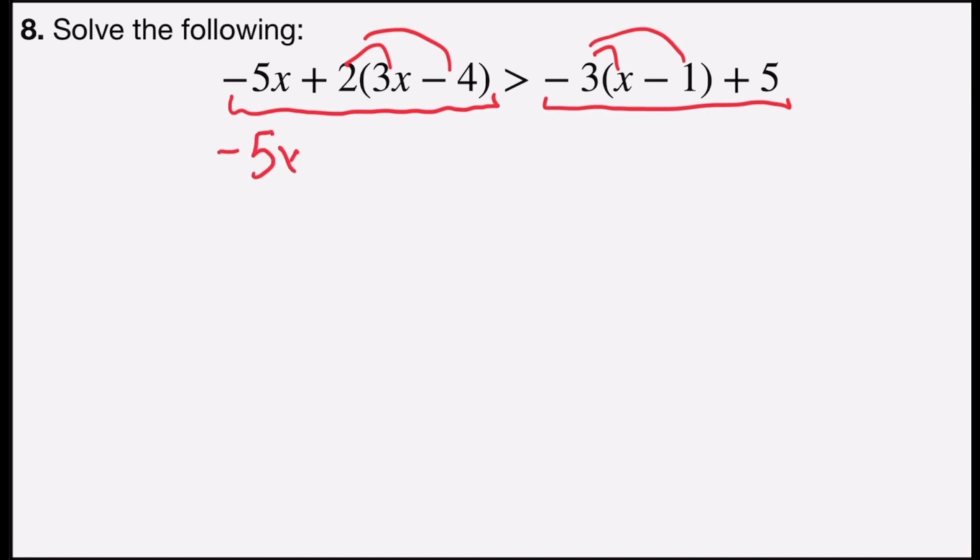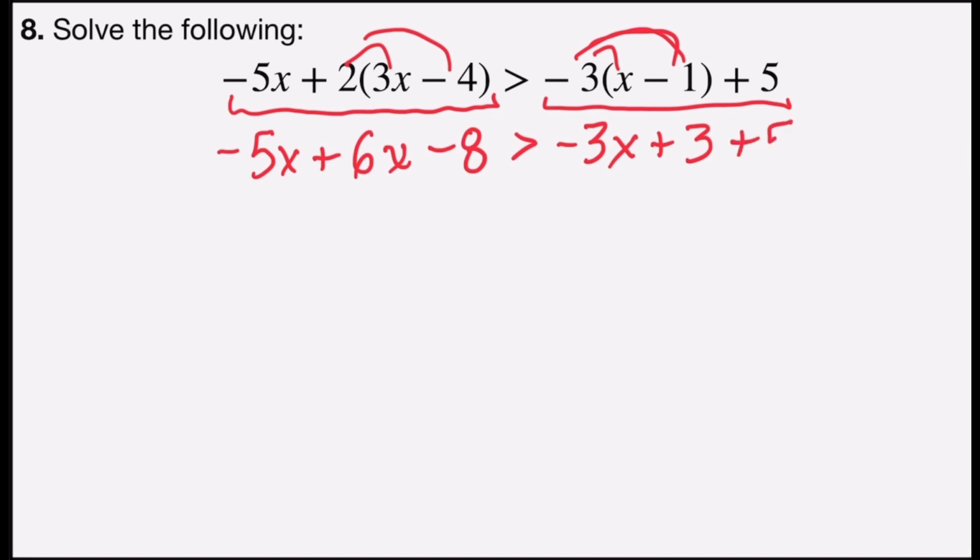So negative 5x plus 2 times 3x is 6x, and 2 times negative 4 is negative 8. And that expression will be greater than, distributive property, negative 3 times x is negative 3x, and negative 3 times negative 1 is positive 3. Stop multiplying because the parentheses closes, plus 5.